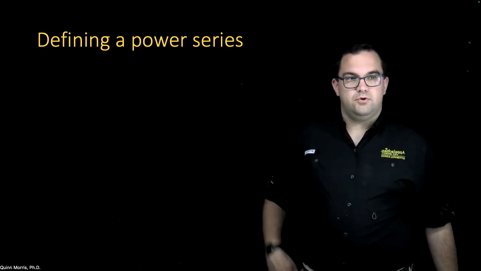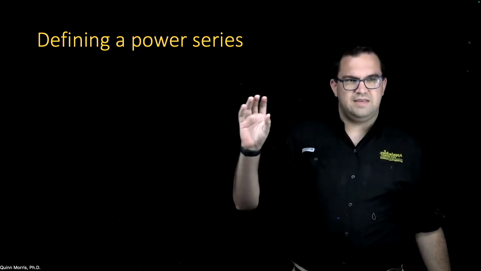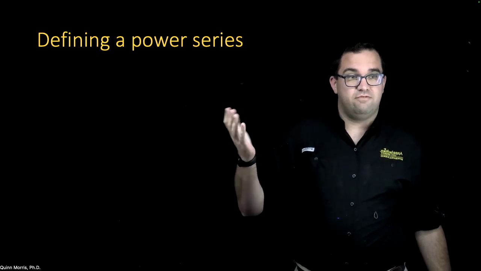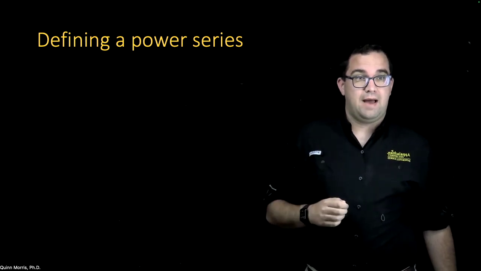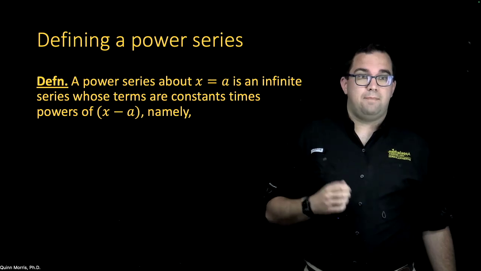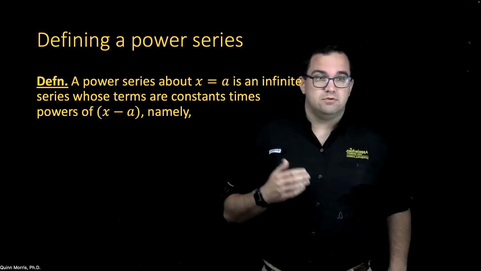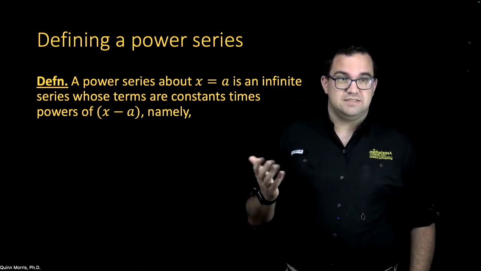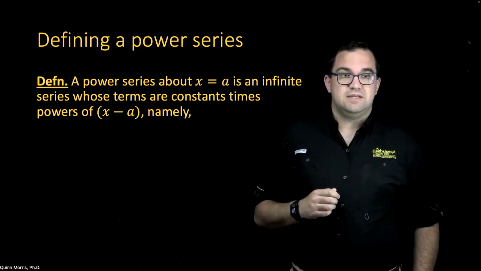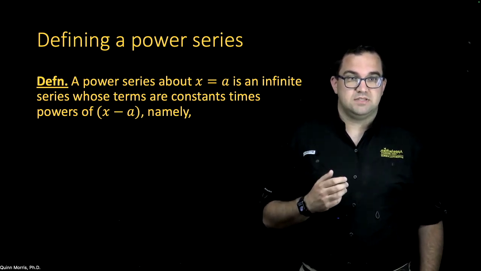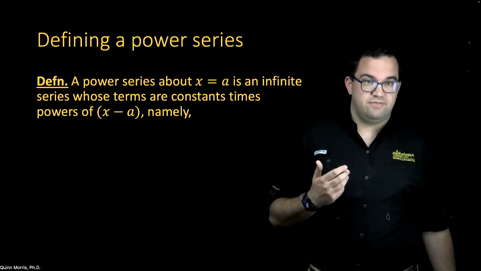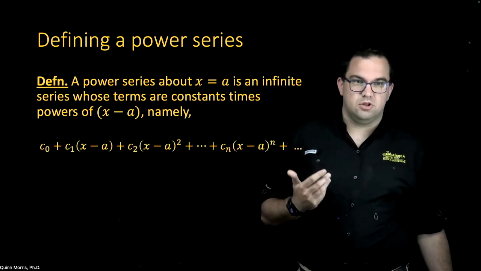So then what we want to do is first define the series that involve variables. They're what we're going to call power series. A power series about some value x equals a is an infinite series whose terms are constants times powers of x minus a. So what does this look like?